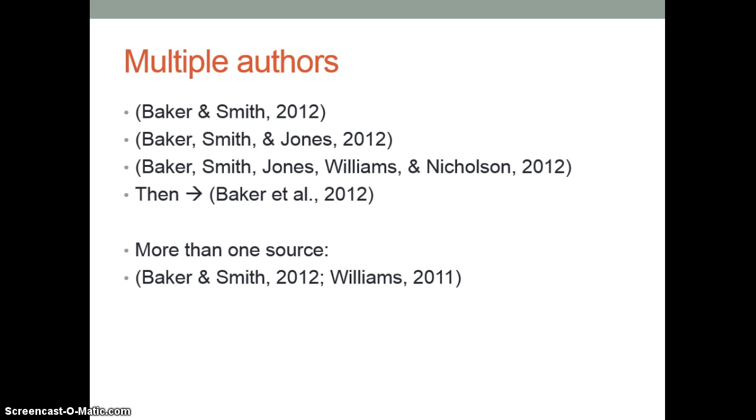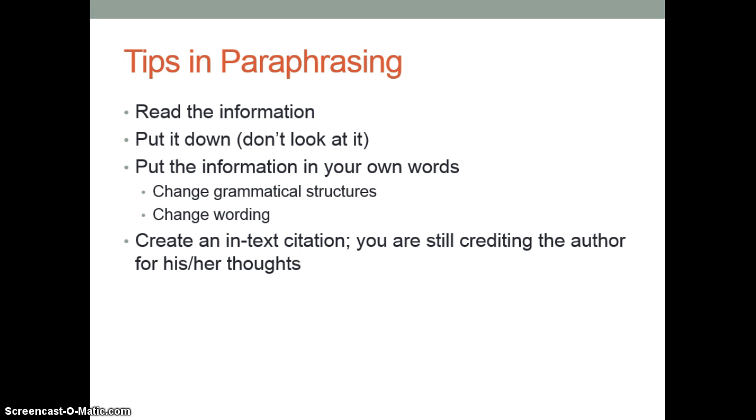Okay, now that we know the mechanics of creating in-text citations, let's talk about tips in paraphrasing. So paraphrasing is when you are putting an author's thoughts into your own words. You still need to credit the author for his or her thoughts, even though this is in your own words. When you're reading information, I recommend to put the information down, don't look at it at all, and then ask yourself, what does this mean? What is the author trying to say? That's the best way to put the information in your own words.